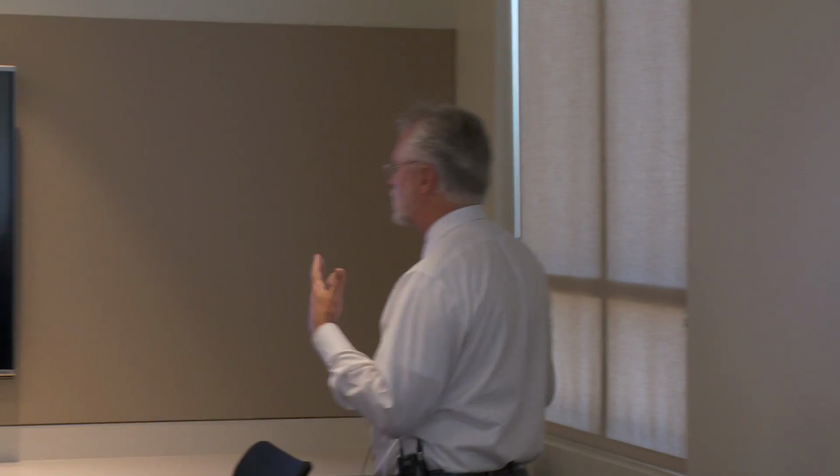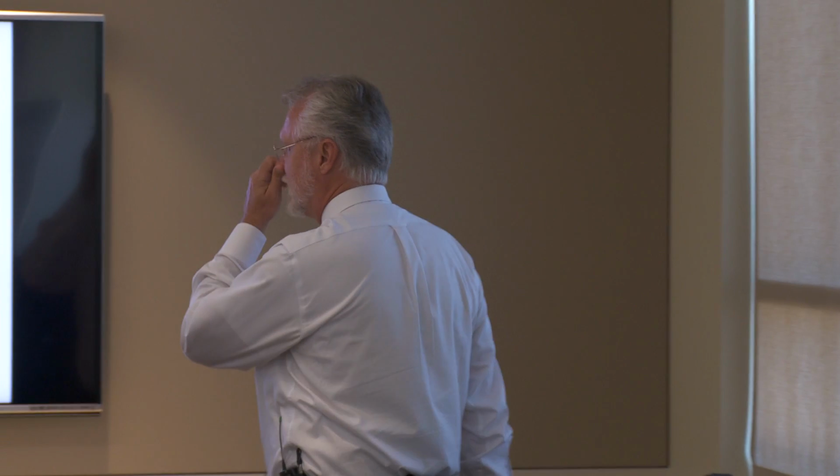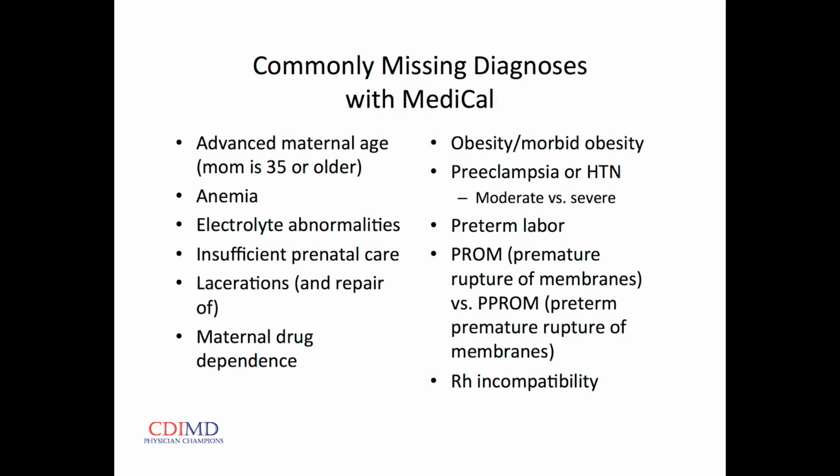I don't know if you ever have pressure to get patients out of the hospital because we're getting toward the end of our length of stay expected. So these just magically appear as well. It's a complex system. So these are some commonly missed diagnoses that we see in reviewing charts for Medi-Cal. When the maternal age is older than 35, anemias, electrolyte abnormalities, insufficient prenatal care, lacerations and they're repaired, maternal drug dependence. We just need to be sure we note them when we see them.